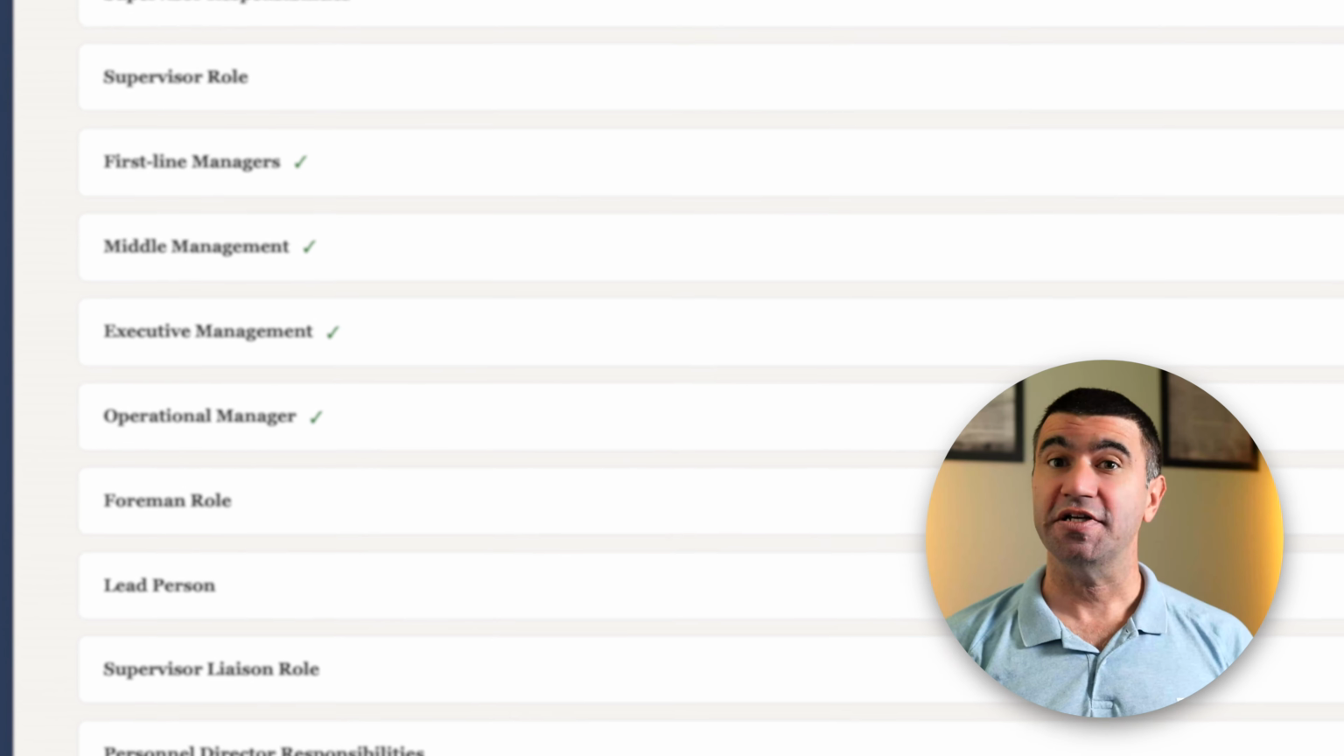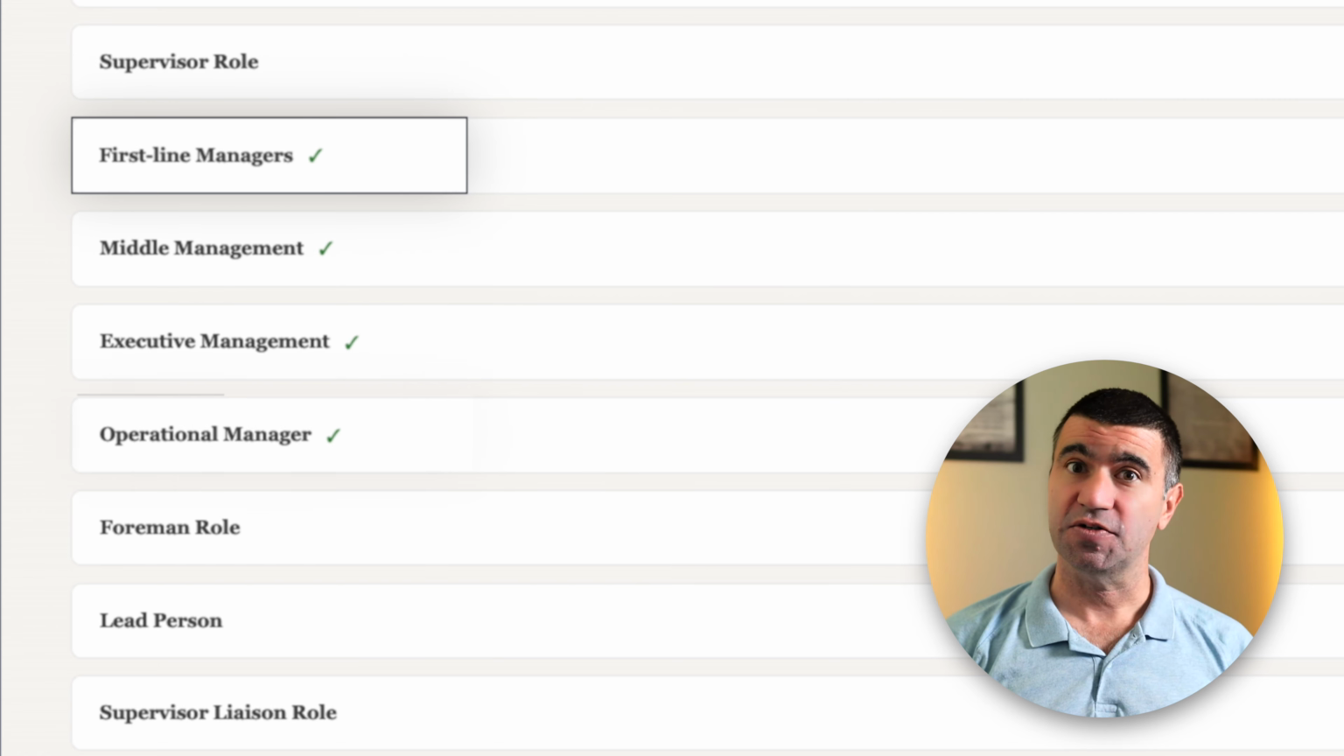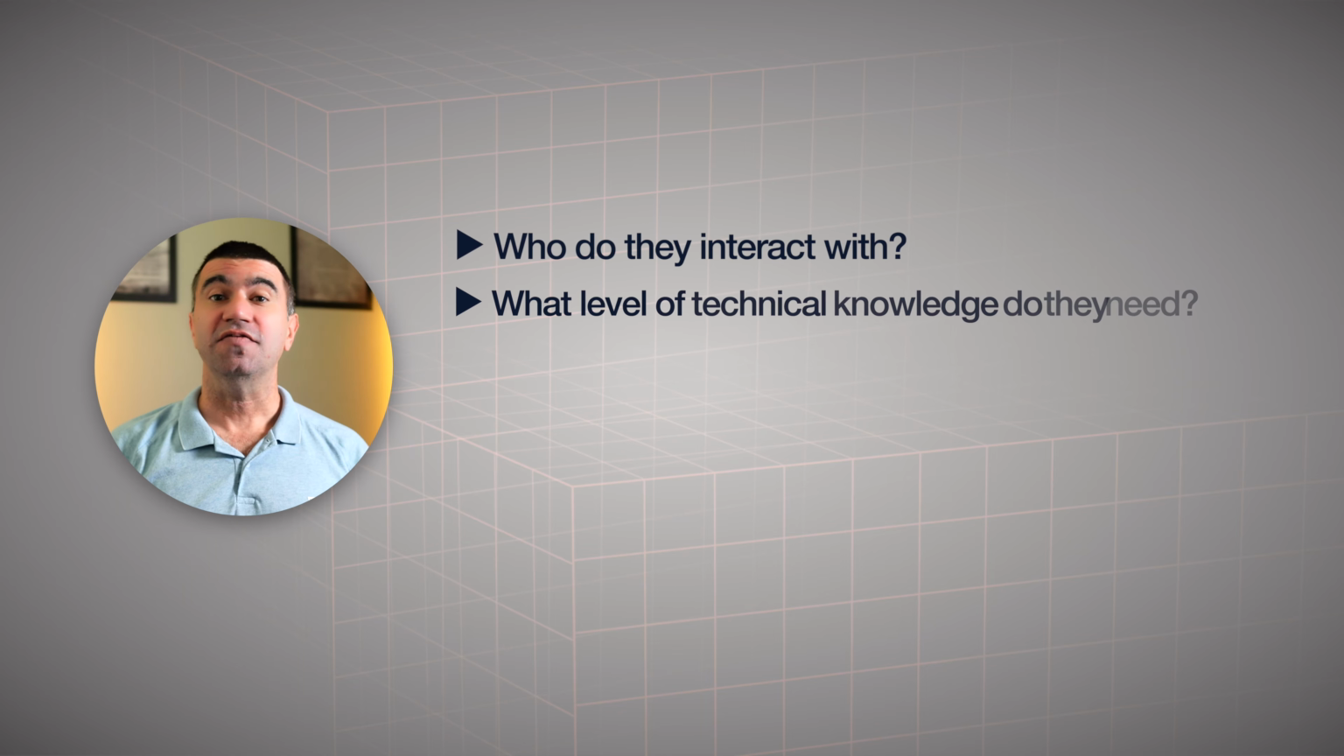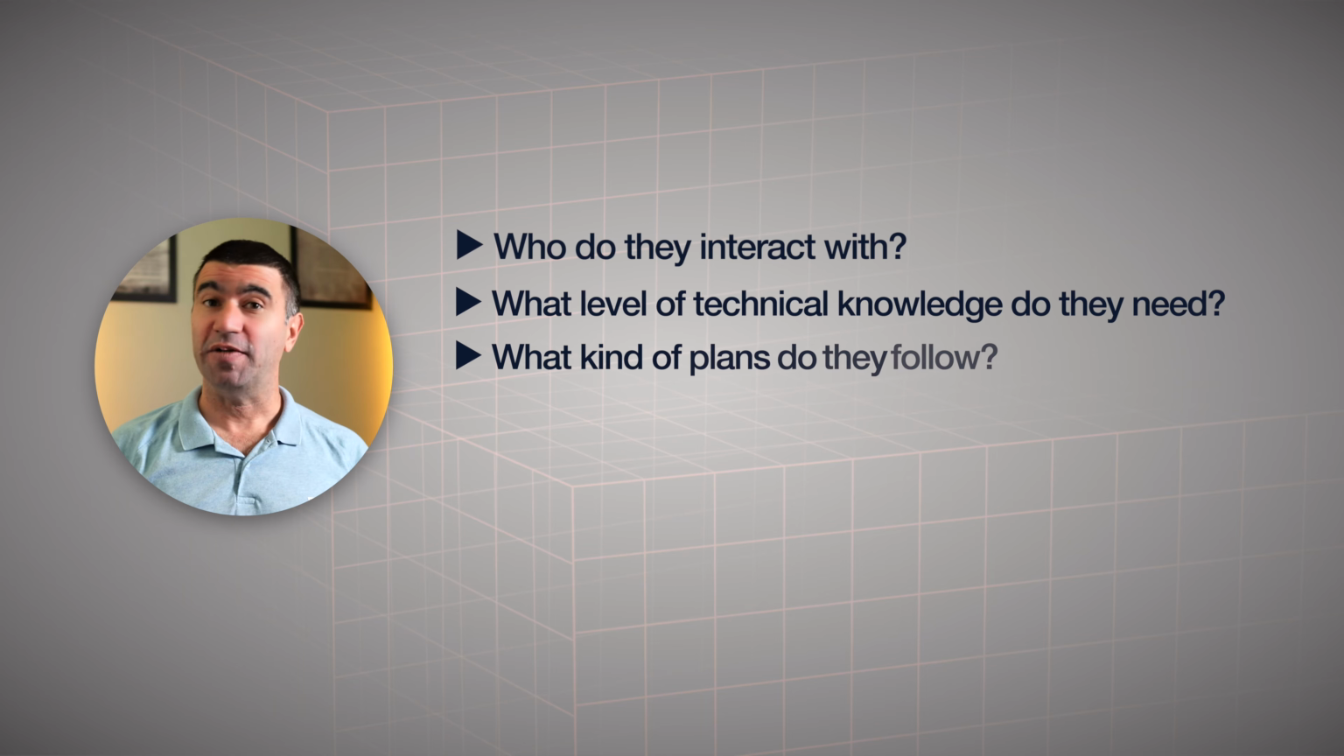First off, you need to know about the different levels of management. Those are generally accepted to be front or first-line managers, middle or operations management, and senior or executive management. Now there's a lot of gray in there depending on the organization, but for the purposes of this test, it's going to be those 3. You need to know the responsibilities of each level. Who do they interact with? What level of technical knowledge do they need? What kind of plans do they follow?